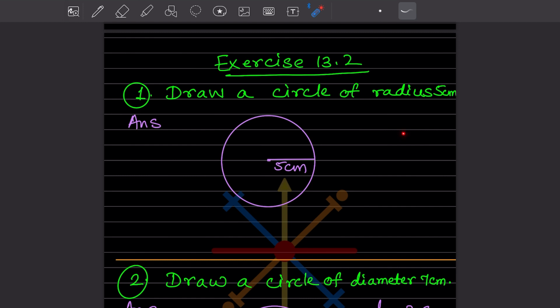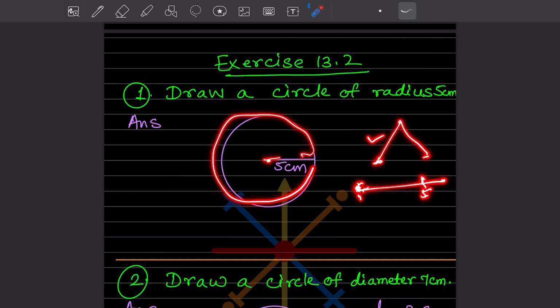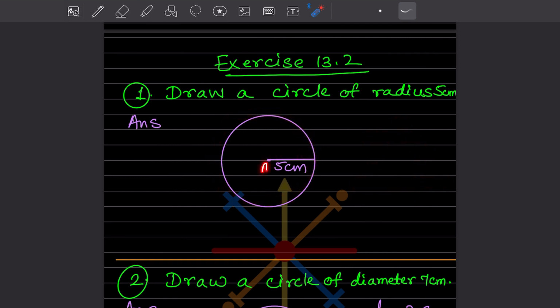So what you have to do? You have to take 5 centimeter on the compass. Just take the scale, and keep this one point over here. Suppose this is 5 centimeter over here. You will keep one point of the compass over here and the other on the 5, and then you will consider this as the center, and you will draw a circle. You can also mark this as A, B or something and put here 5 centimeter. So this is very simple.